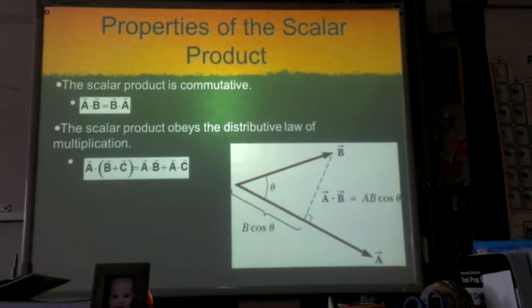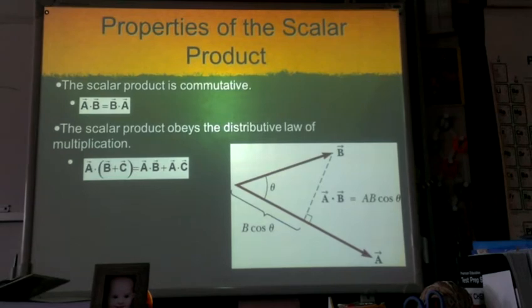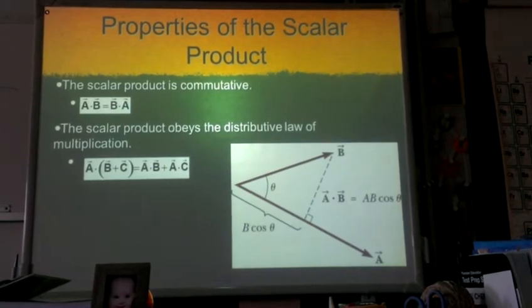Okay, scalar product follows a lot of properties. It's commutative. It will obey the distributive law of multiplication, pretty much follows everything else. If A is perpendicular to B, let's talk about that. If A is perpendicular to B, then the angle between them, theta, is 90 degrees and cosine theta gives me 0, so the scalar product is going to be 0. So if ever I have A perpendicular to B and I'm thinking about the dot product, it's always going to be 0.